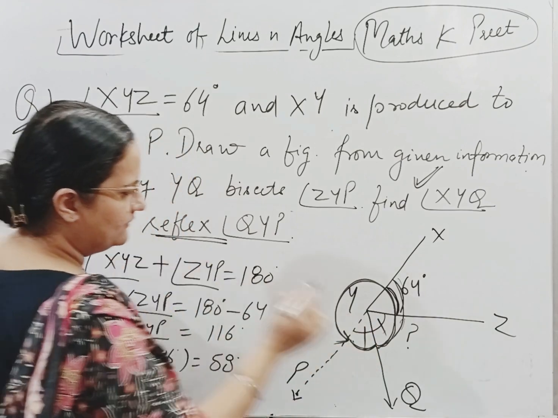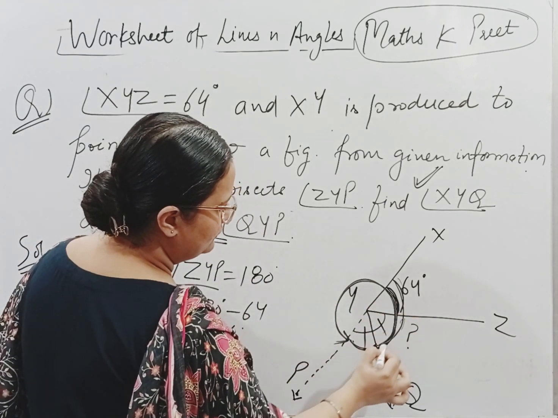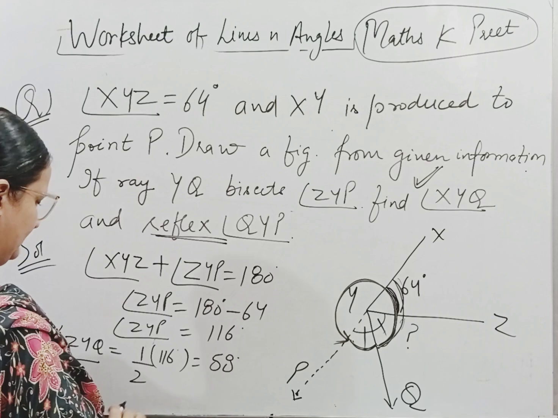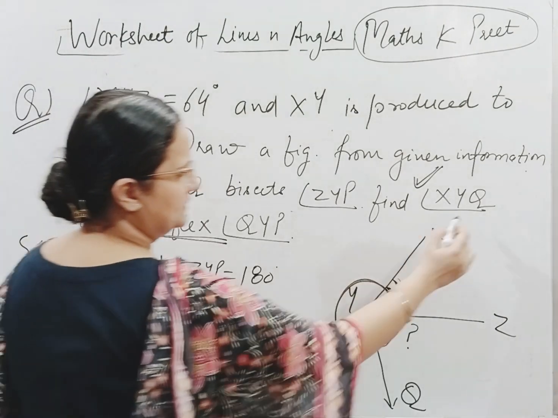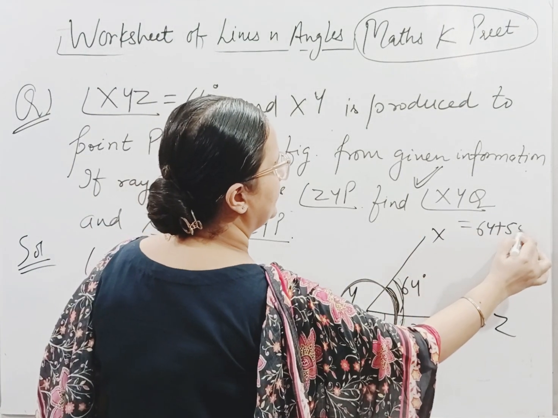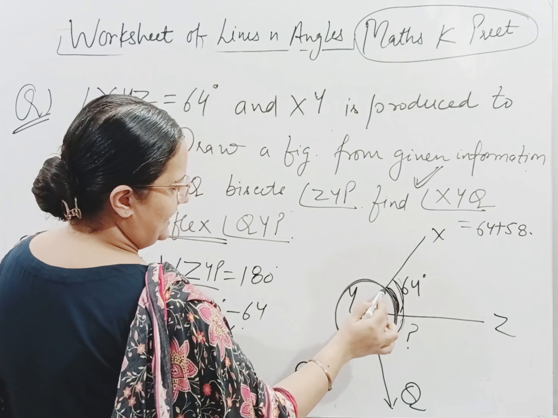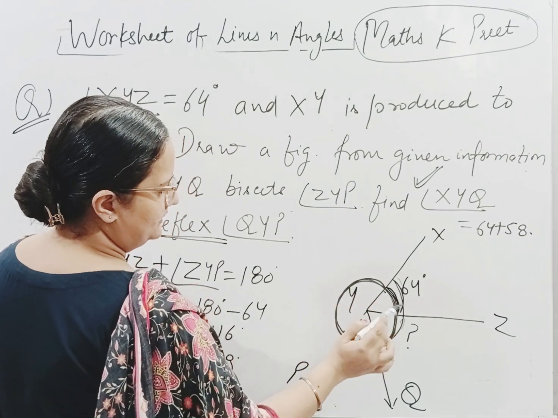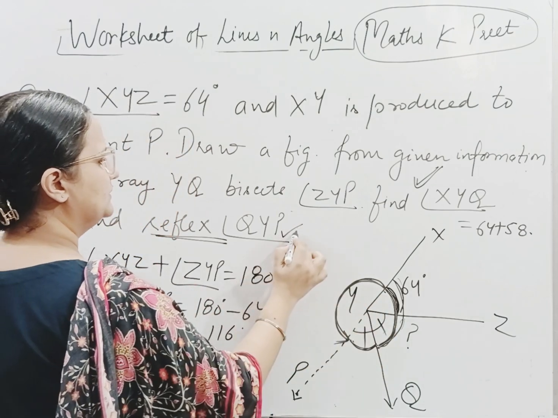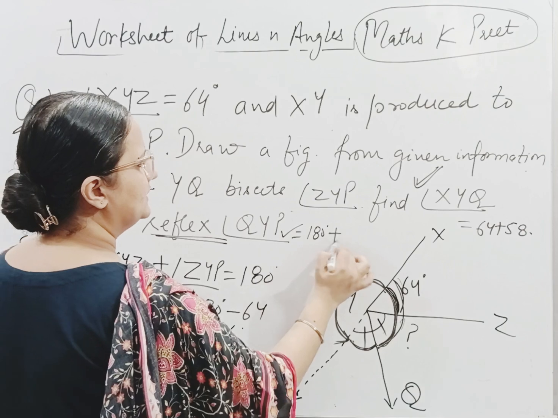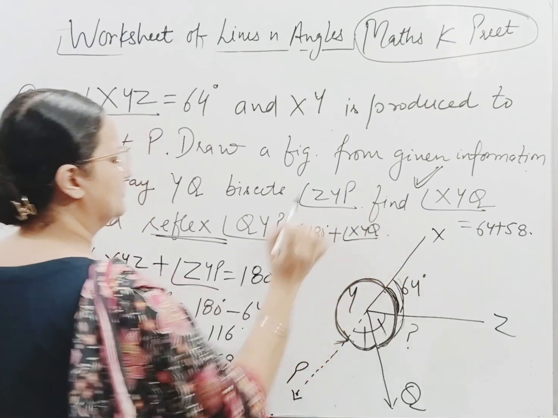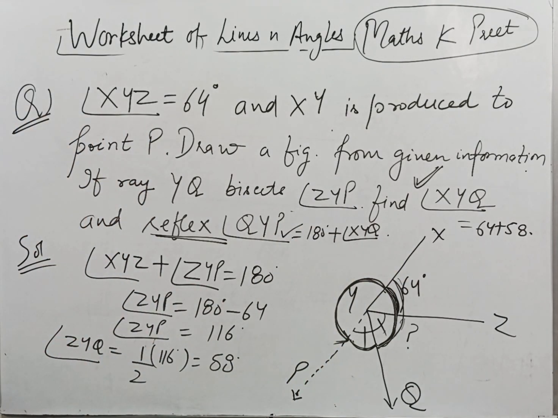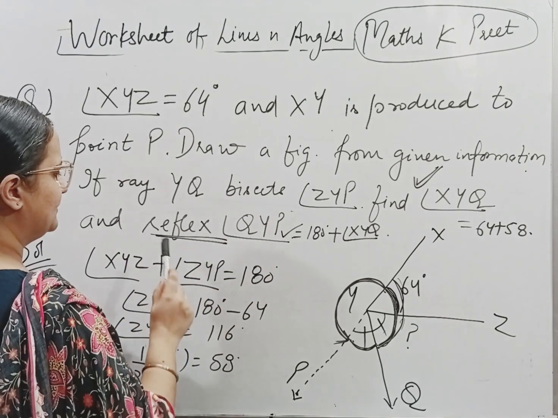So already we have this measurement, that is XYQ. We have 64 plus 58. So XYQ is what? 64 plus 58. We will just add 180 into it to get the reflex of QYP. So this will be equals to 180 degree plus angle XYQ. So this is the way we will get the answer for these two measurements.